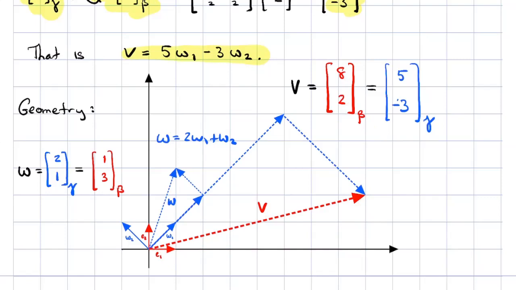So here you can see that if you take 5 W1s, you can see it in the scale of the picture, right? W1 is kind of the diagonal of one square. So I'll just count them out. There's 1, 2, 3, 4, 5 W1s. And I add 1, 2, 3 W2s. Sorry, negative 3 W2s. So I go in the opposite direction. I get the vector V.